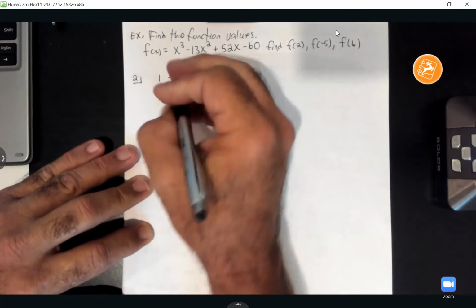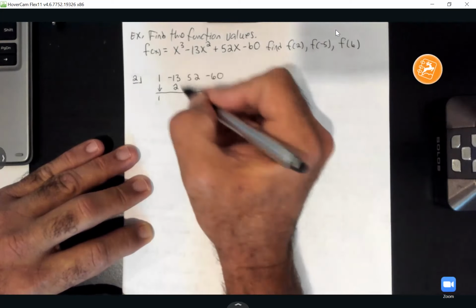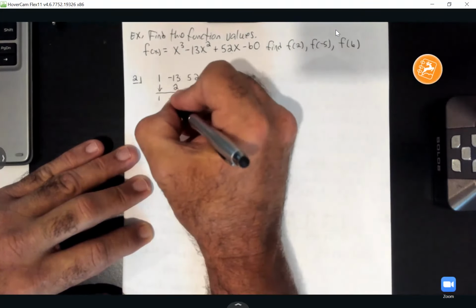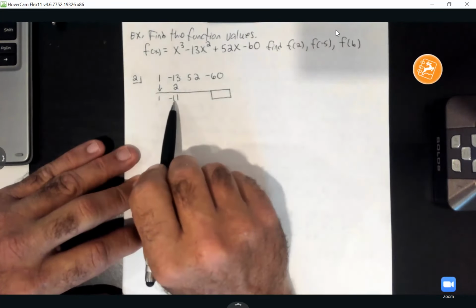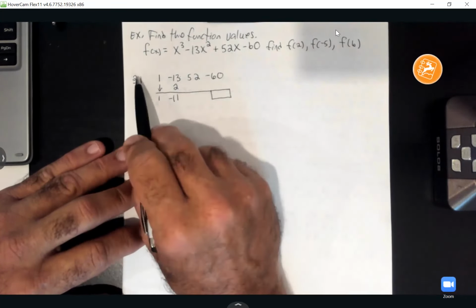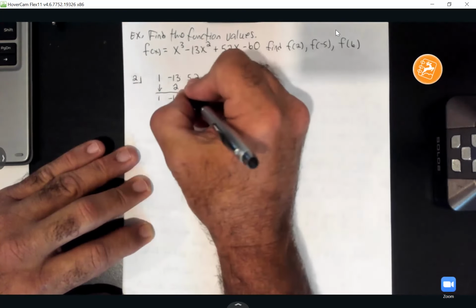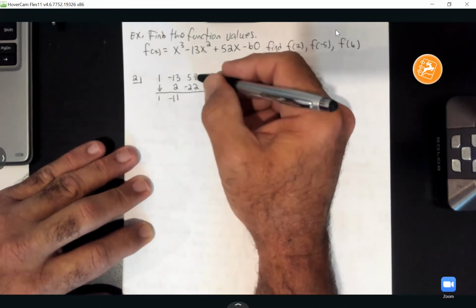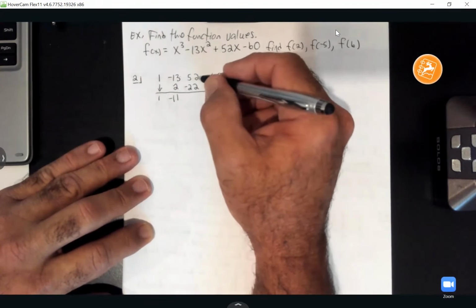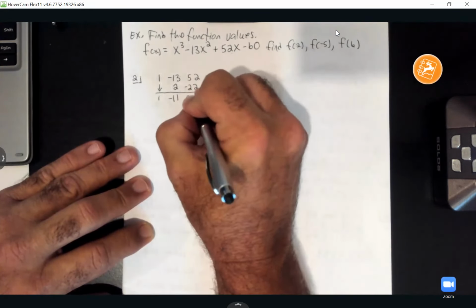1 times 2 is 2. So bring that in the next column. Negative 13, positive 2 give you a negative 11. All right, negative 11 below the line now multiplies by the 2. So negative 11 times 2 is a negative 22. I now have to add this column. 52 and negative 22 will give you 30.